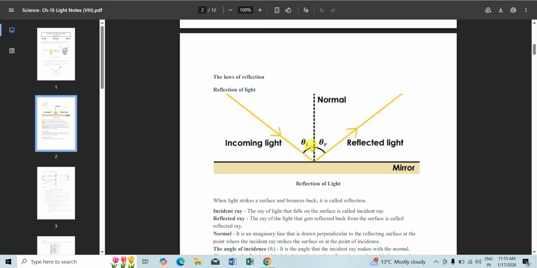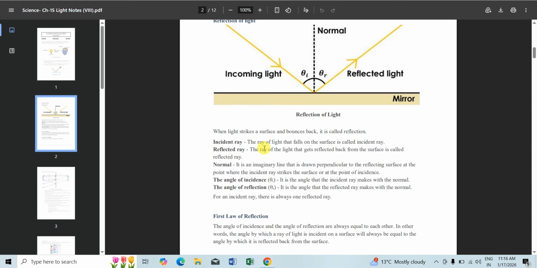Now what are these angles? The angle created between the incidence ray and the normal is known as the angle of incidence, and the angle created between the reflected ray and the normal is called the angle of reflection. So here are the definitions. You can take a screenshot to make notes.